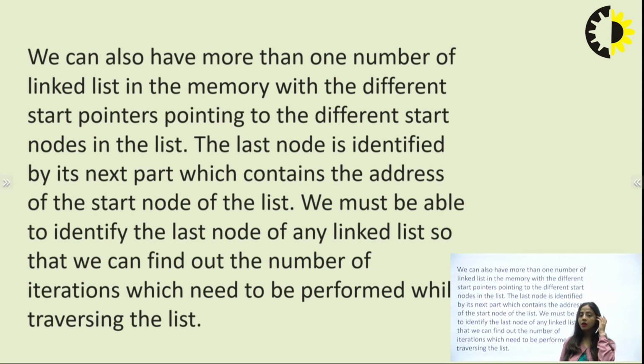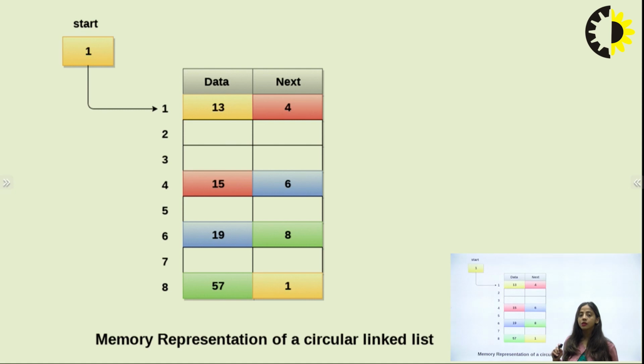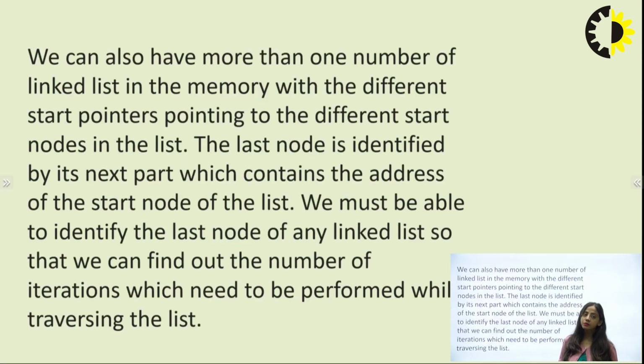What I mean to say here is, in our circular linked list in memory, what was the last node pointing to? The head node, the first node, right? We must be able to identify the last node of any linked list so that we can find out the number of iterations which need to be performed while traversing the list. We should know how to identify which is the last node of the linked list, so that we can perform the right number of iterations at traversal time.